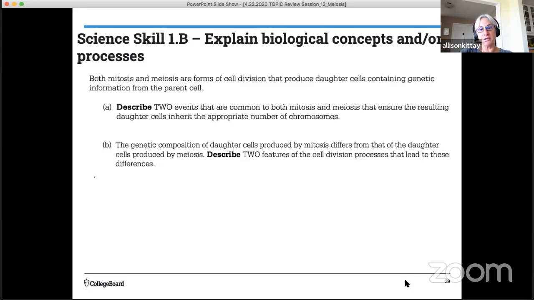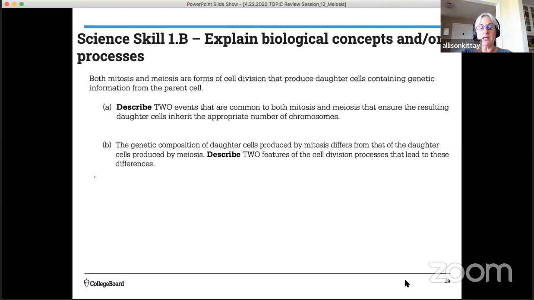All right, so let's do a check for understanding with skill 1B, which is to explain biological concepts and/or processes. This is a former FRQ from a former exam, and it is going to give you a compare-contrast type question between the two types of cell division that we've discussed yesterday and today. Both mitosis and meiosis are forms of cell division that produce daughter cells containing genetic information from the parent cell. You are first asked to describe 2 events that are common to both mitosis and meiosis that ensure the resulting daughter cells inherit the appropriate number of chromosomes. Think about how they get moved around.